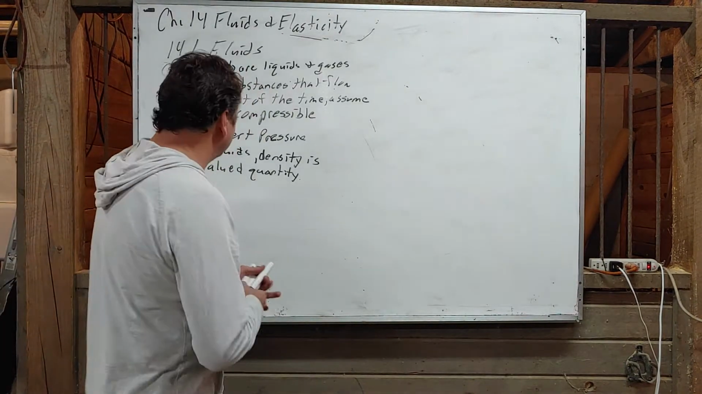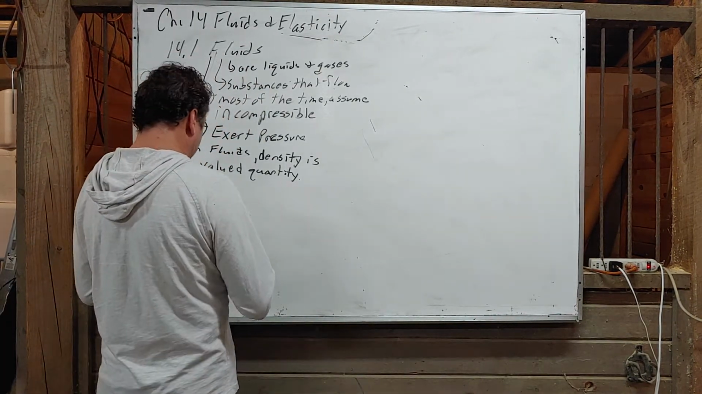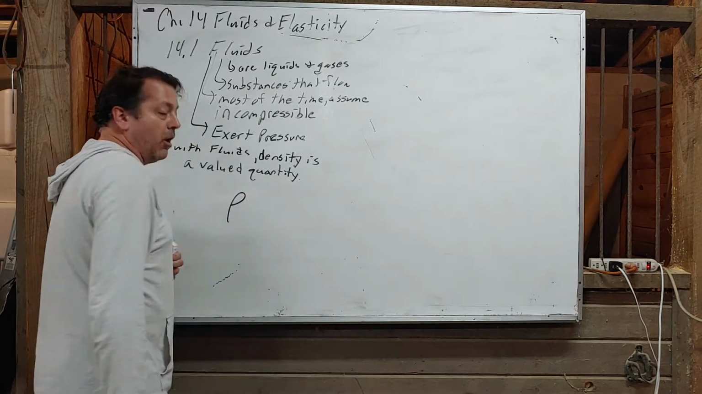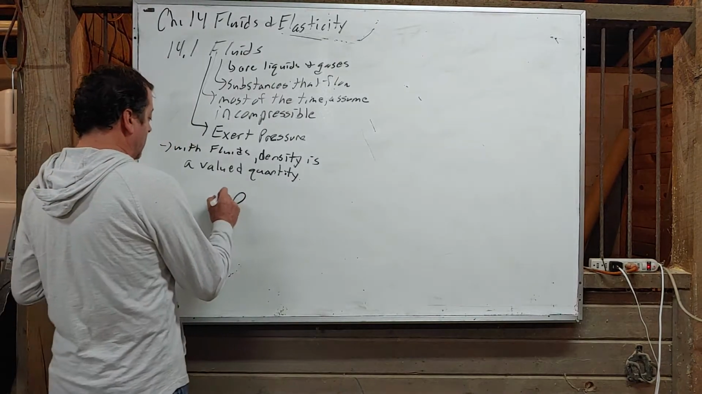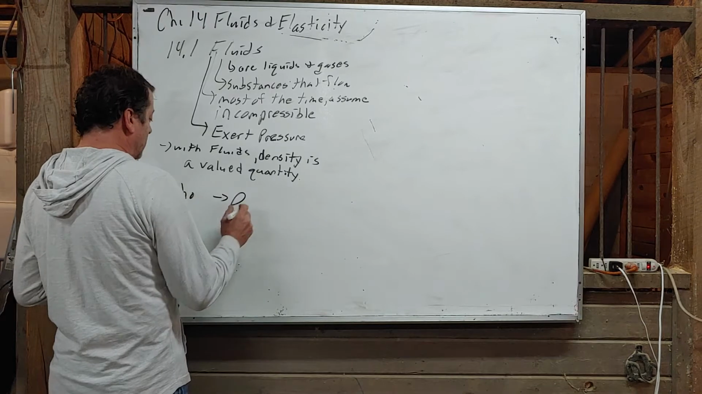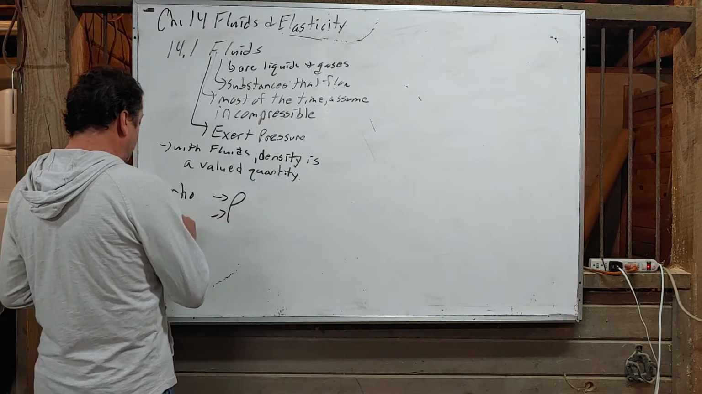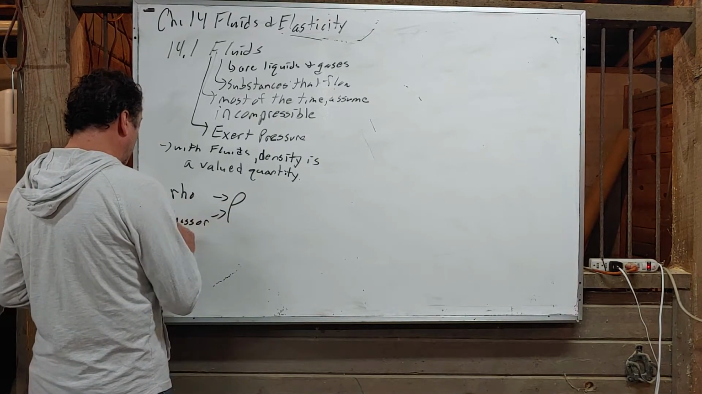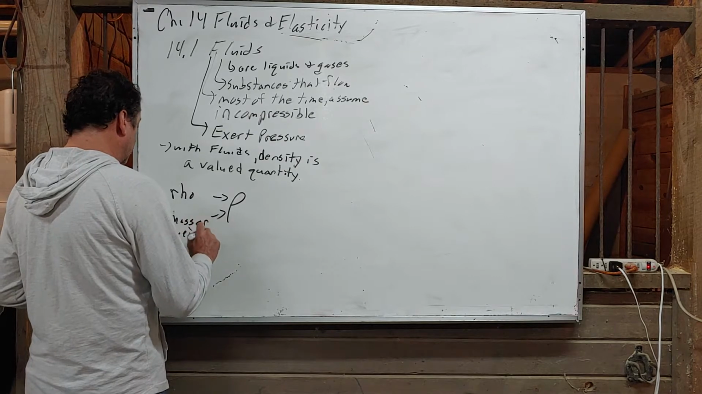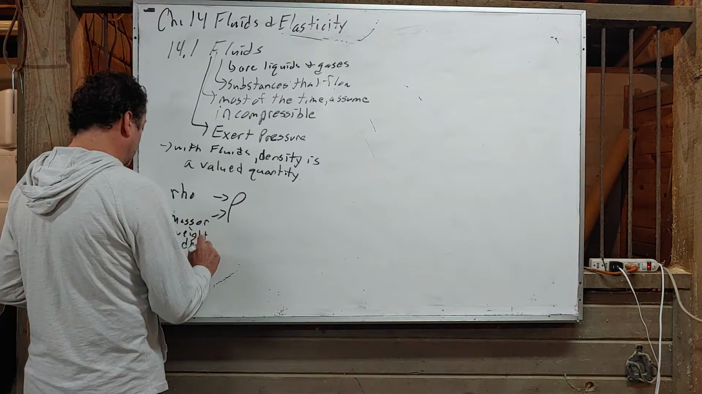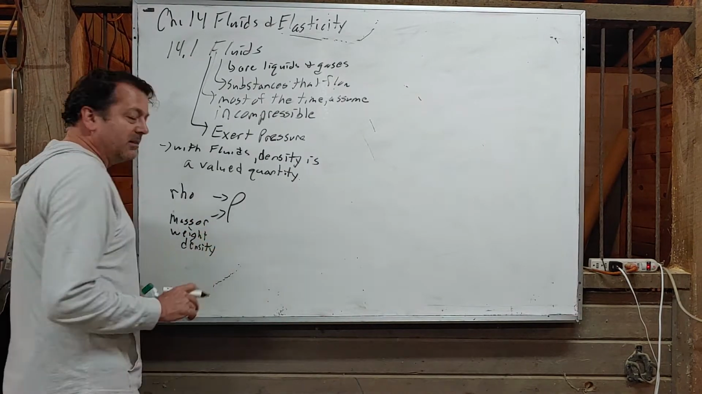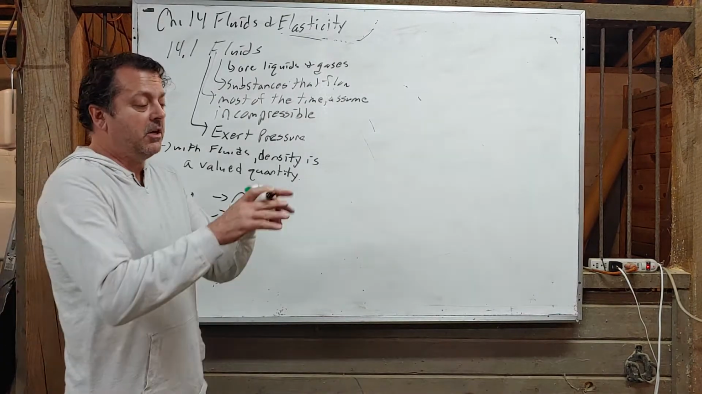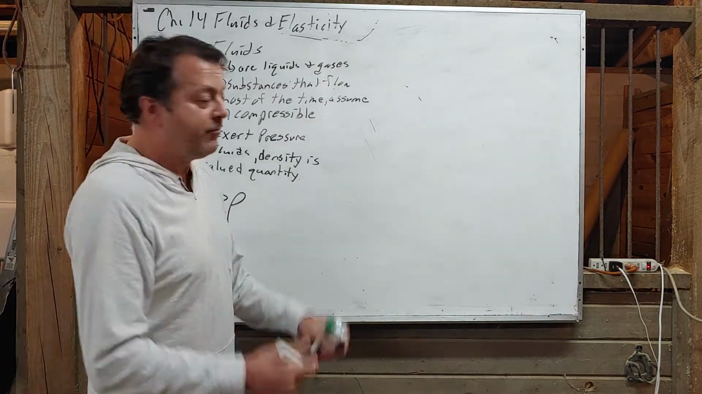But let's talk about what density means. Density, we're going to use rho for density, and it's a Greek letter rho. And really, this is going to be mass or weight density. And with density, we're normally thinking how much stuff is in a volume.